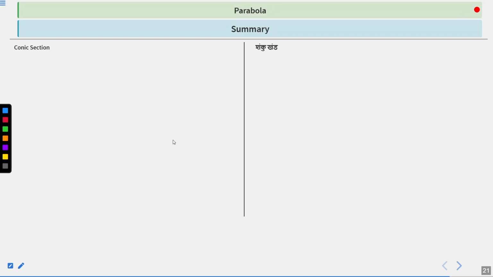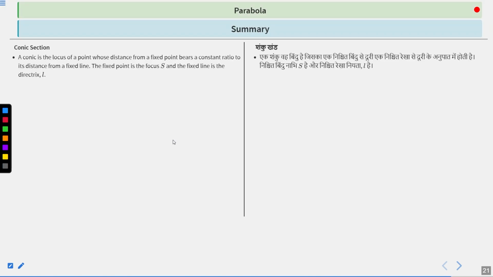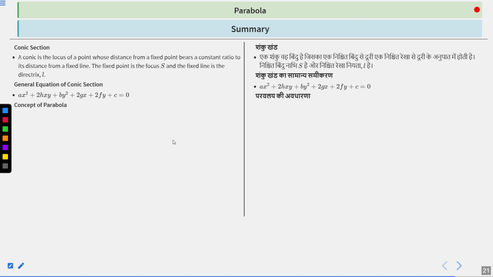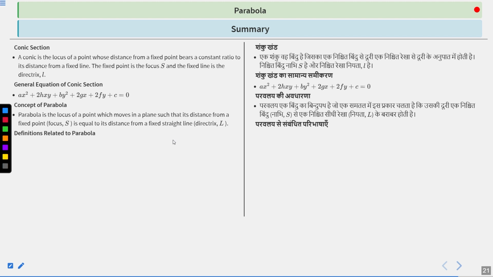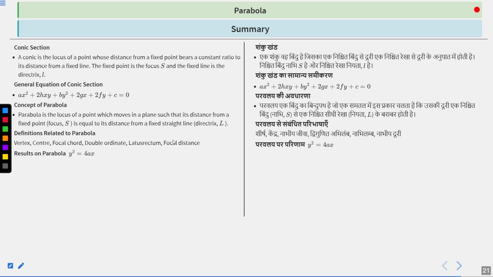Let us see the summary of this chapter. In this section, first we have seen what a conic section is. After that, we have seen the general equation of a conic section, which is ax square plus 2hxy plus by square plus 2gx plus 2fy plus c equal to 0. After that, we have seen the concepts of parabola, with definitions such as vertex, focus, focal chord, double ordinate, latus rectum, focal distances, right? We have seen results on the parabola y square equal to 4ax, and the position of a point with respect to a parabola.